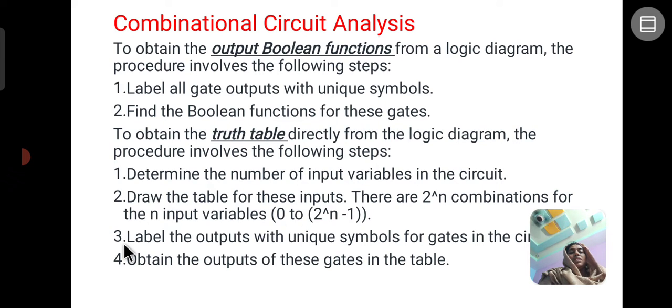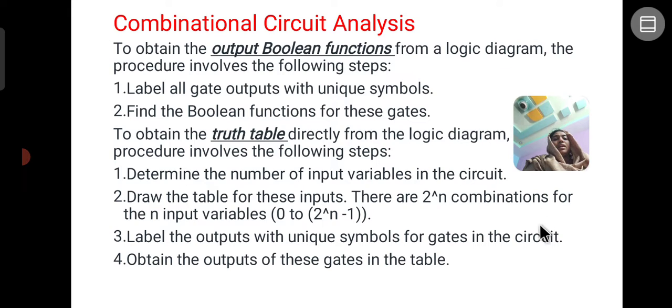The next, third step is to label the outputs with unique symbols for the gates in the circuit. For all the gate outputs, we have to give unique symbols. And the fourth one is to obtain the outputs of these gates in the table. So these are the 4 steps. From these truth tables we can directly draw the logic diagram.